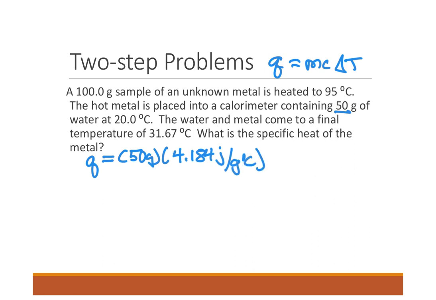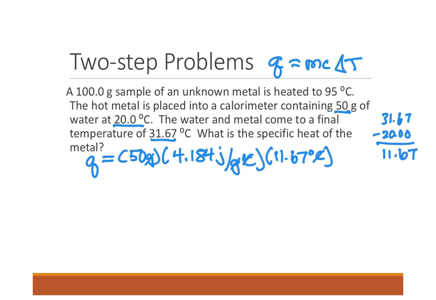And then we have the change in temperature. Well, the temperature of the water started out at 20 and it ended up at 31.67. So in order to calculate the change in temperature, you would have 31.67, our final temperature, and subtract from that the 20 degrees, which is our starting temperature, which gives us a temperature change of a positive 11.67. So we multiply 11.67 degrees Celsius. And then again, our grams are going to cancel out. Our degrees Celsius are going to cancel out.